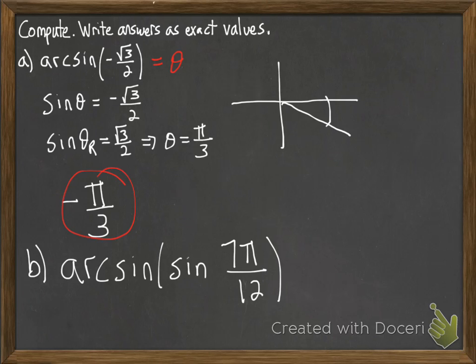Okay, in this next example, we want to do the arc sine of the sine of 7 pi over 12. Now, if the angle is in the acceptable range for sine, then these two things are inverse functions and we're fine. But sine, when we're dealing with arc sine, must be restricted to negative pi over 2 to pi over 2. And a quick check tells us, hey, 7 pi over 12 is just too big. It's going to be in the second quadrant. Not by a whole lot, but it is in the second quadrant.